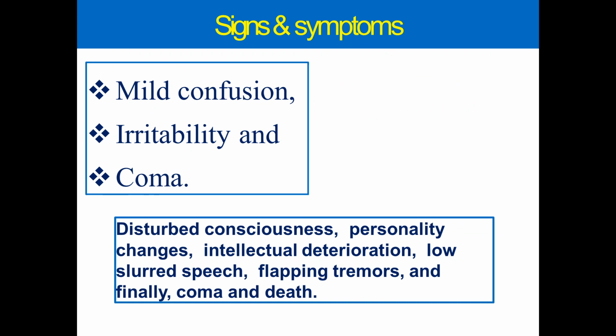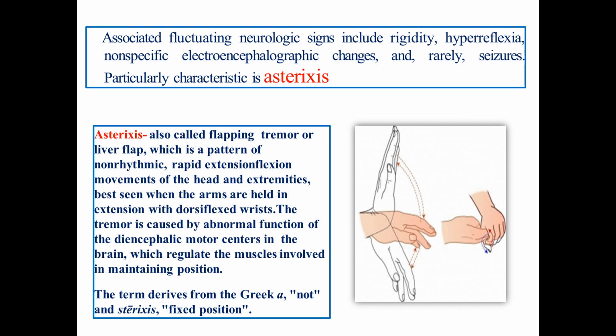Signs and symptoms depend on severity. It may be mild confusion or irritability, or coma. At the beginning, it may be disturbance of consciousness, then personality changes and intellectual deterioration, slow slurred speech, flapping tremors, and finally may result in coma and even death. Associated fluctuating neurologic signs include rigidity, hyperreflexia, non-specific electroencephalographic changes, and rarely seizures.